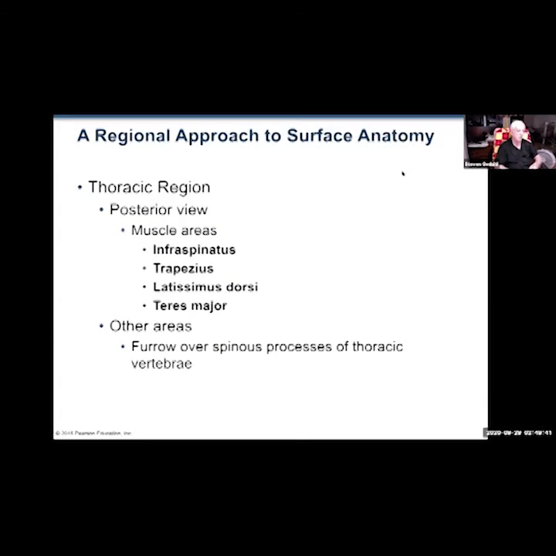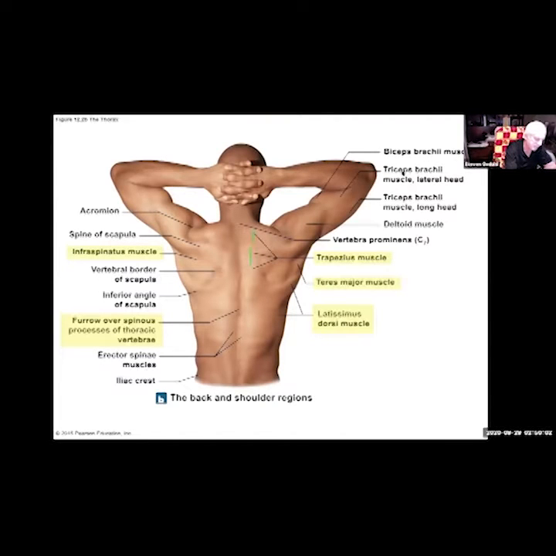Okay. You have muscles in that area: the infraspinatus, the trapezius, the latissimus dorsi, and the teres major. And you also have a furrow over the spinous process of the thoracic vertebrae. That's a groove that runs down the center of the back. So here's your trapezius muscle. Again, this muscle comes up here and extends over the shoulder. That's your trapezius. The teres major muscle and the teres minor is just above it. Latissimus dorsi, the muscles along the side here. Okay, we haven't gotten into all those muscles yet, but we will. This is the furrow, which is your groove that runs along your spine, and the infraspinatus muscle.